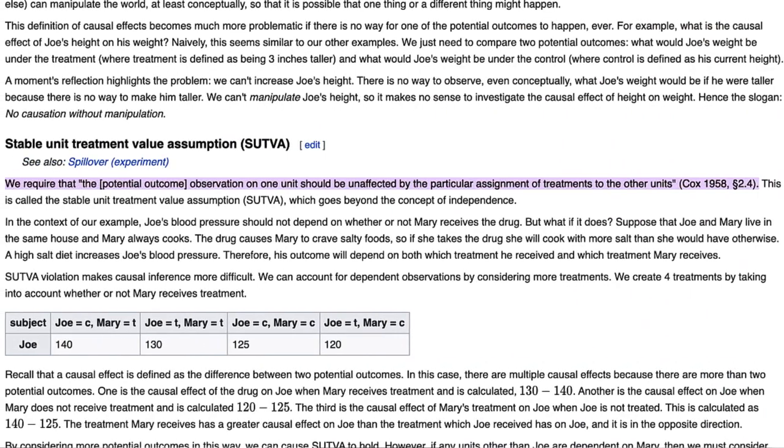This is now a good segue for concept number 2, SUTVA. Now, SUTVA stands for Stable Unit Treatment Value Assumption. It's basically the fundamental assumption that needs to hold true when you are conducting an A/B test. Reading off the Wikipedia page here, it states that the potential outcome or observation on one unit should be unaffected by the particular assignment of treatments to the other units.